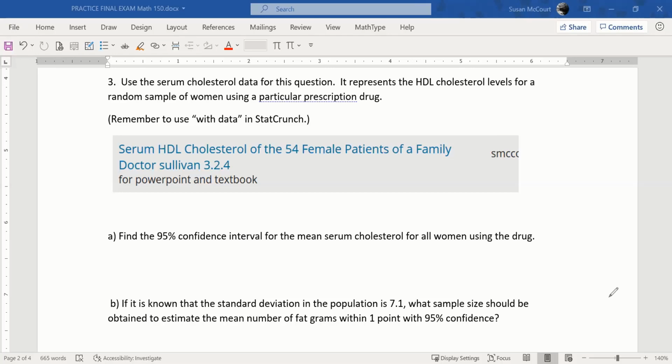The mean serum cholesterol, so the mean HDL cholesterol, within 1 point with 95% confidence. So we're asked to find a confidence interval, chapter 9, for the mean. So confidence interval for the mean. And the second part asks, find the sample size. So confidence interval for the mean, find the sample size.